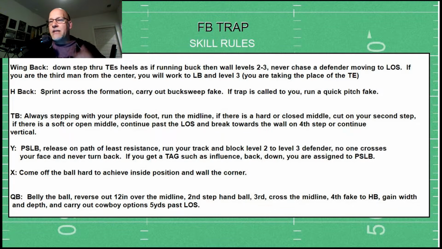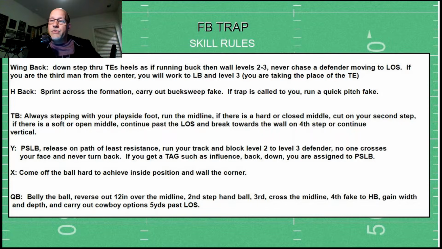Now, here's something I think is critical in defending our trap. We want to make level 2 defenders, such as an outside linebacker, become a level 1 defender, so he's eliminated from what we call the wall, which you'll see here in a minute. So we ask our wing back to step down through the tight end's heels as if he were running buck sweep. So he's going to 1-2, then he's going to square up, and then he's going to wall levels 2 to 3.